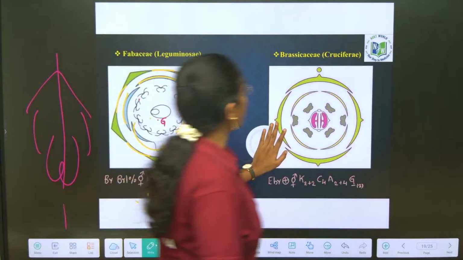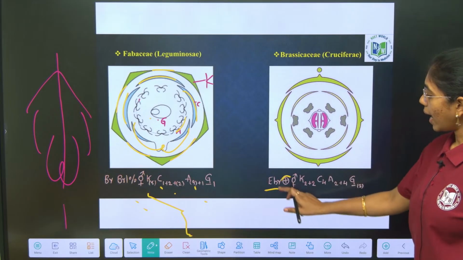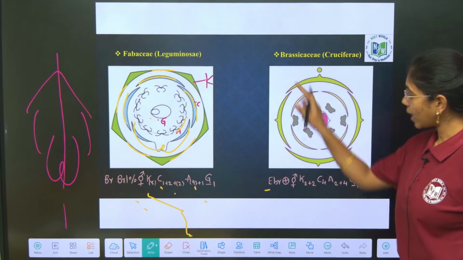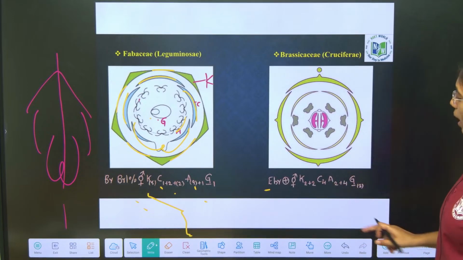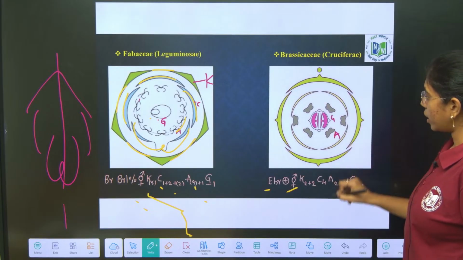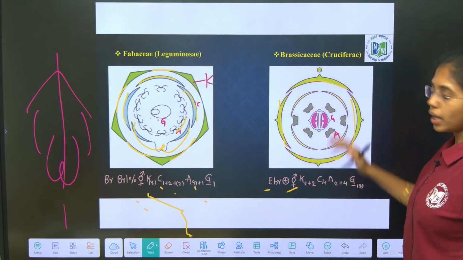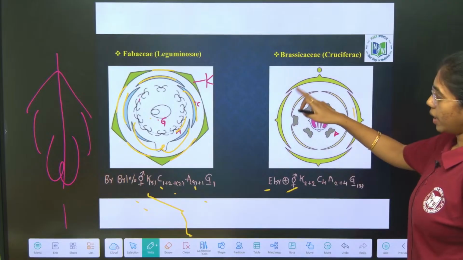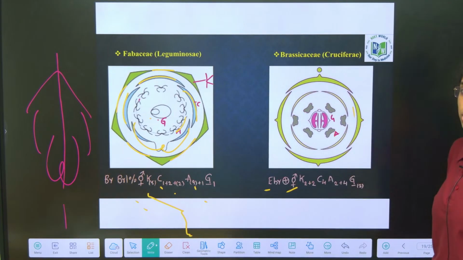Next here you see Brassicaceae or Cruciferae. This is ebracteate, actinomorphic, which means what? It can be divided by any plane into 2 equal halves. It is again bisexual because it has both androecium and gynoecium. Calyx is 2 plus 2. They overlap with one another, but not in a proper direction. What type of estivation? Imbricate estivation.